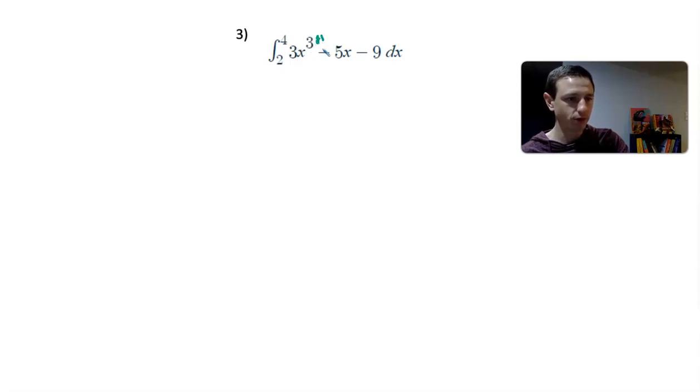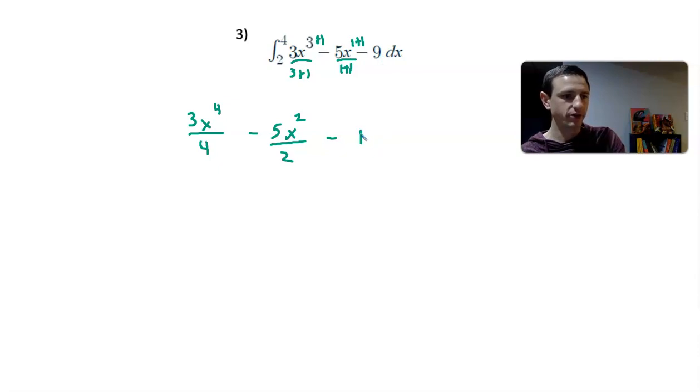So this is going to be plus 1 over 3 plus 1. So I'm going to get 3x to the fourth over 4, minus 5, and this was x to the first, so this is going to be 1 plus 1 over 1 plus 1, so 5x squared over 2, minus, and then this is a constant, so whenever we have a constant, we just tack on an x, and the reason behind that is because this is technically 9x to the 0, so 0 plus 1, 9x over 1. I'm going to go ahead and erase that so I don't have too much information on my screen.